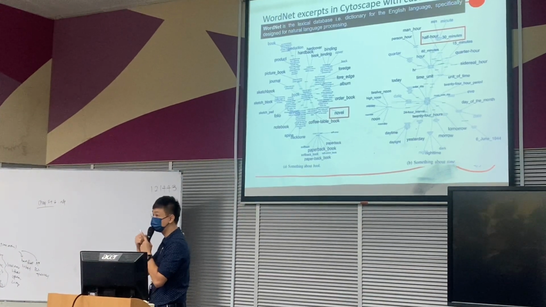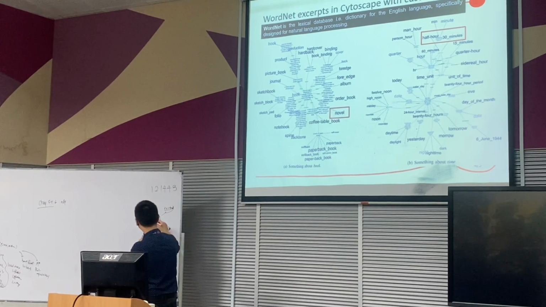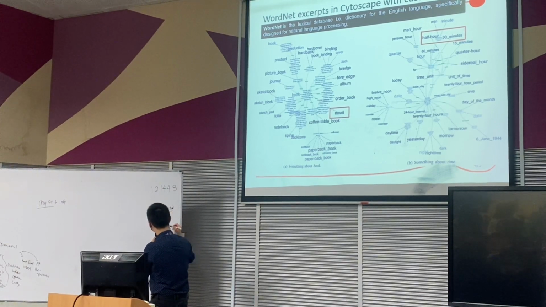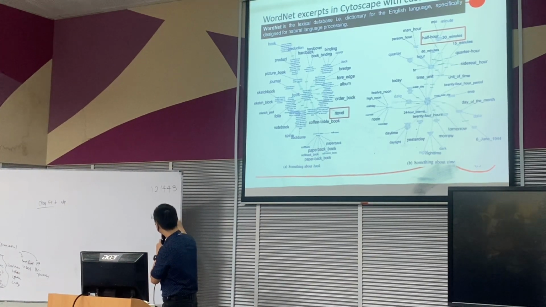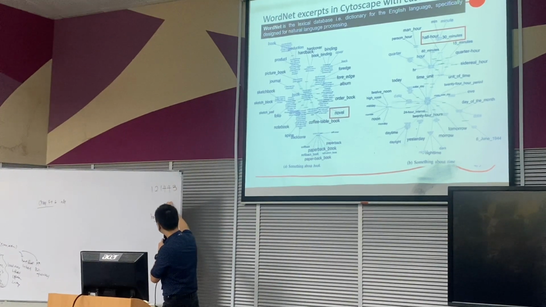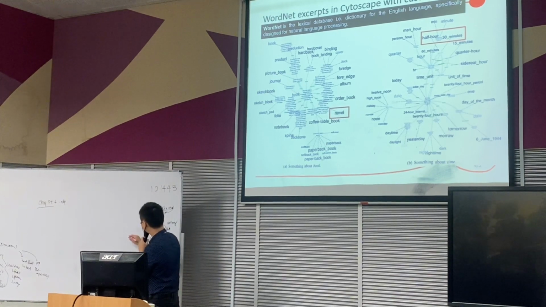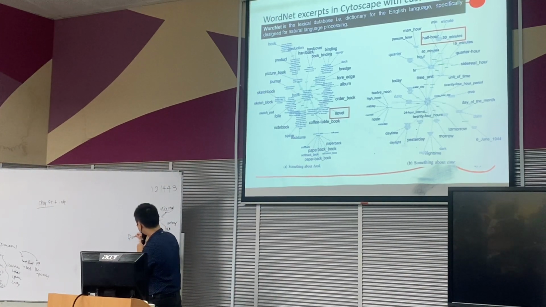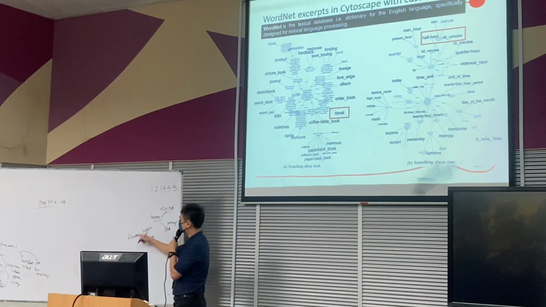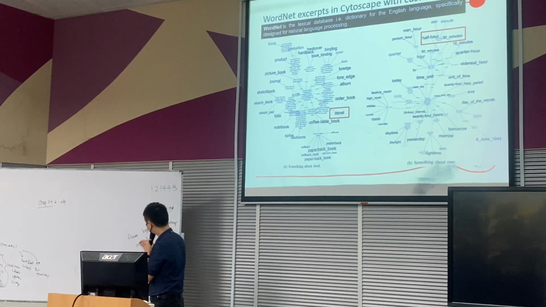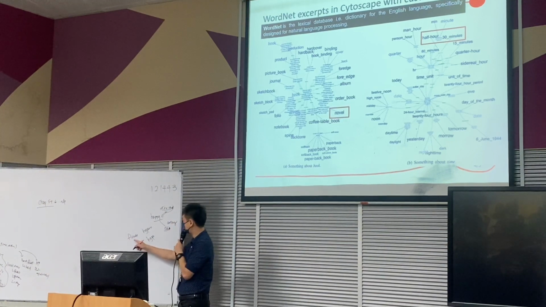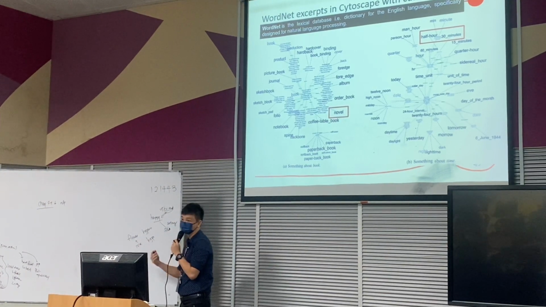Synonyms are words having similar meanings. For example, happy and excited are synonyms. Happy and sad are antonyms. Then we have hyponyms. So what is a hyponym? Hyper is a kind of concept, for example, flower. Hypo is a subclass of the flower, for example, rose. Rose is a hyponym of the flower.